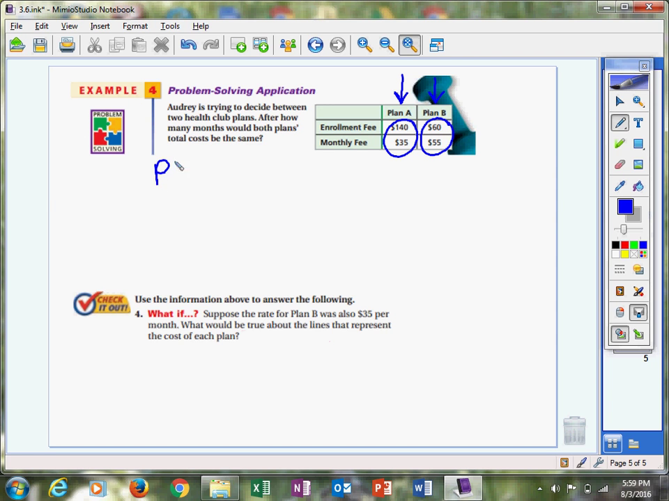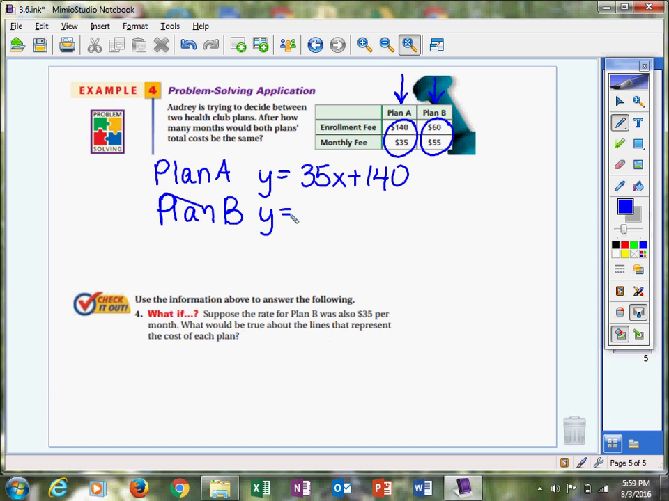So Plan A, this is how I would write that one. y equals 35x plus 140. That would be slope-intercept form with the one-time fee there, and then the monthly charge is your slope. And then Plan B, all right, Plan B, y equals what's going to cost me $55 per month plus my $60 enrollment fee.